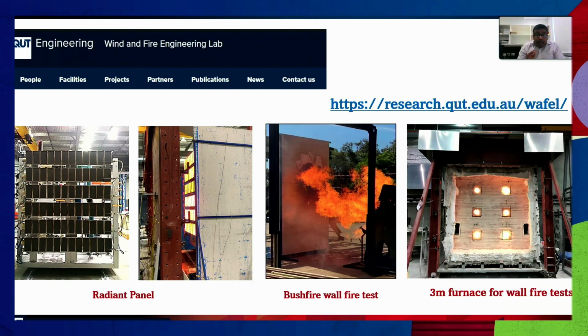So we have our own radiant panel, which is 2.1 meter high and 1.5 meter long. And we also have the 3 meter gas furnace, which is capable of simulating the standard fire curve, which is useful for the bushfire flame zone exposure testing for the AS 1530.2. And then we also have some limited access to the Queensland Fire and Emergency Services at Whyte Island for some flame exposure tests. So if you see in the middle photo here, we have tested this wall panel at their facility.